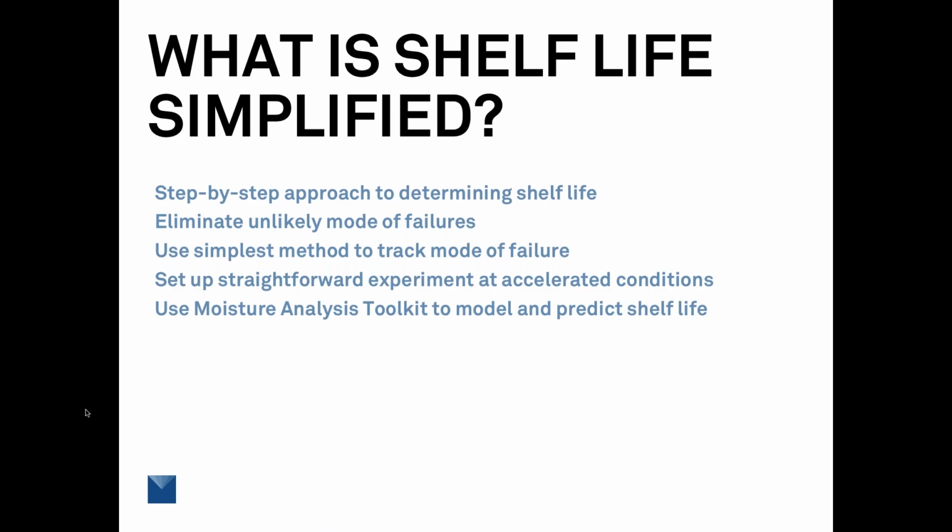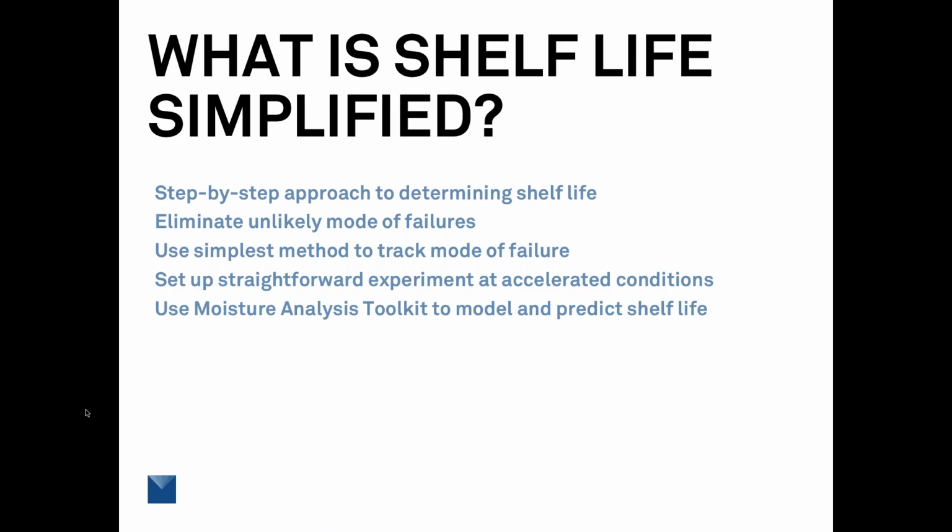And so using the step-by-step approach, we eliminate the most unlikely modes of failure. If there are modes of failure that are just not going to be possible for the product, then there's no sense in pursuing those, at least not until you've eliminated all of the other possible modes of failure. So we're going to zone in or focus in on the most likely modes of failure for the product. And then we'll try and use the simplest method that we can to track the mode of failure, because we're just trying to get an idea of when the product fails.